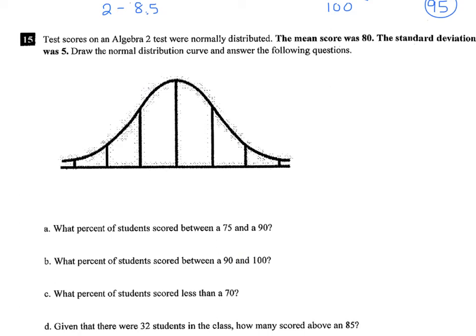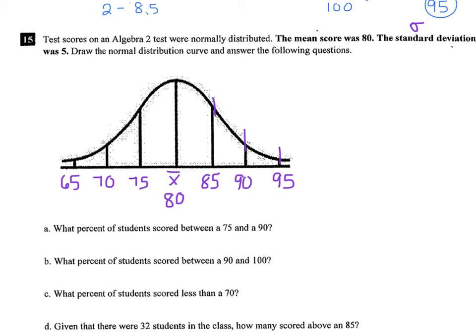We are going to label this bell curve and use it to answer the rest of the questions. The mean score was 80. You always put your mean in the middle. The standard deviation was 5. So that means each one of these lines is 5 units away. So 80 plus 5 is 85, plus 5 is 90, plus 5 is 95. And now the other direction, we subtract 5. So 80 minus 5 is 75, minus 5 is 70, minus 5 is 65.